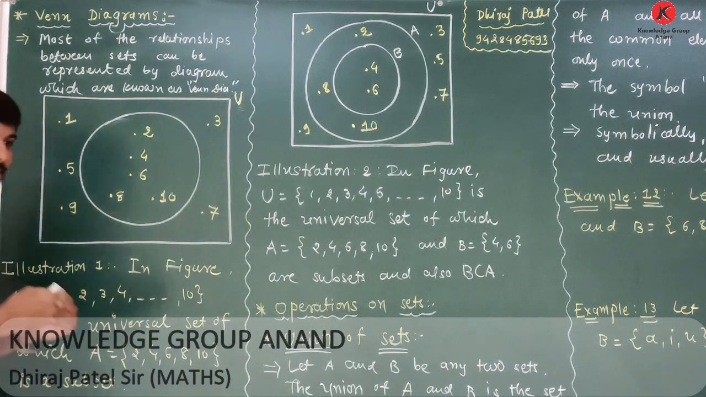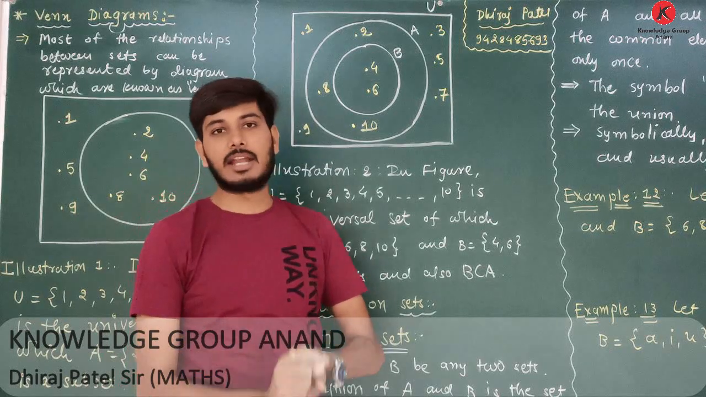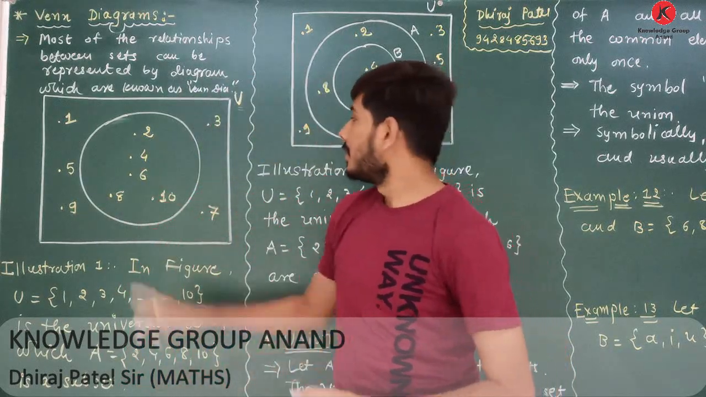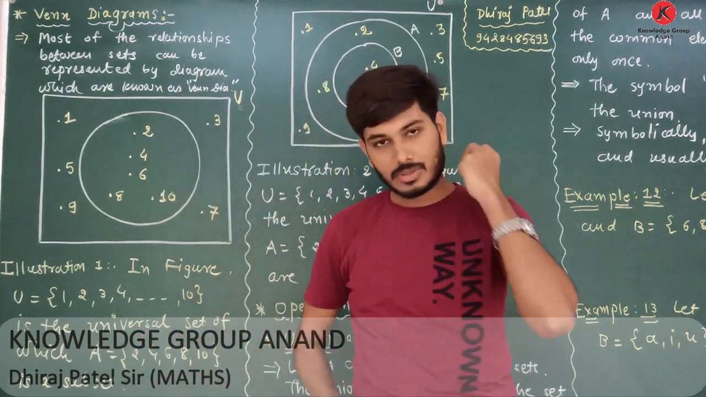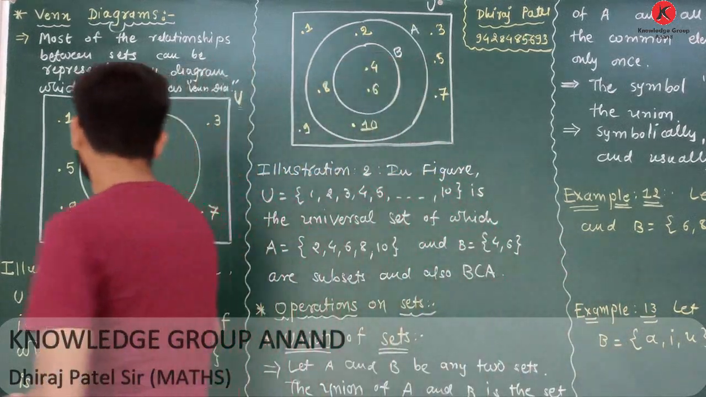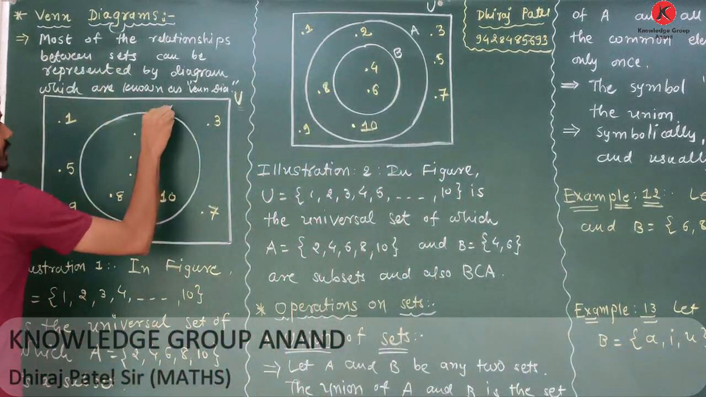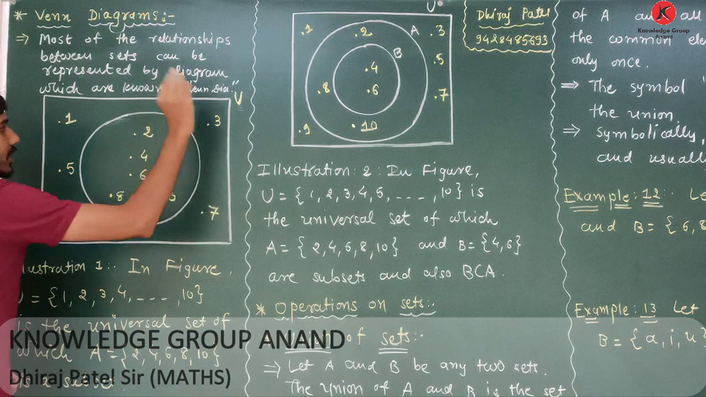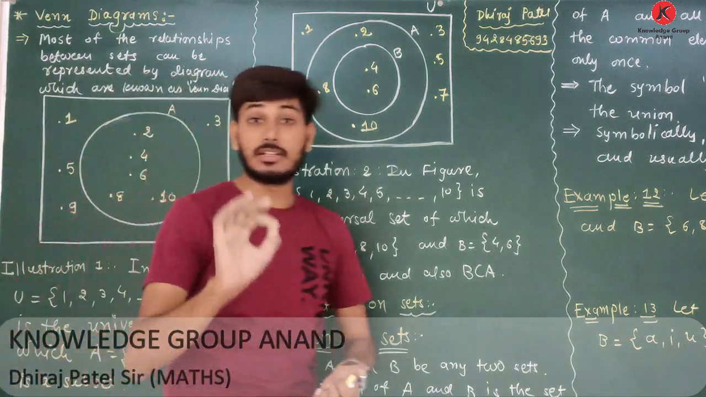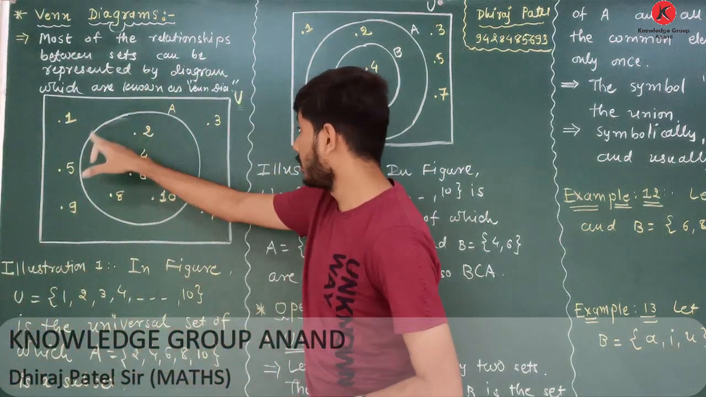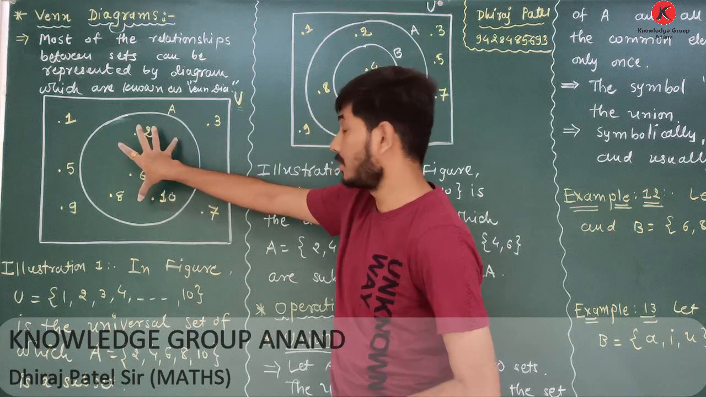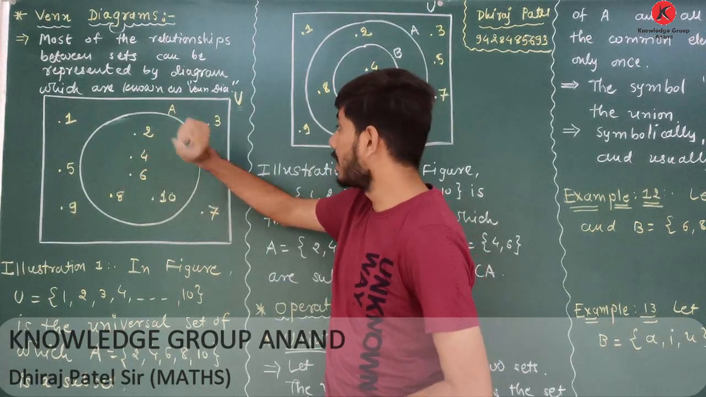Now any set can be represented as a circle. This is our circle. This is our set A. You have to give a name to any set. If you are drawing this circle, then which set does this circle represent?